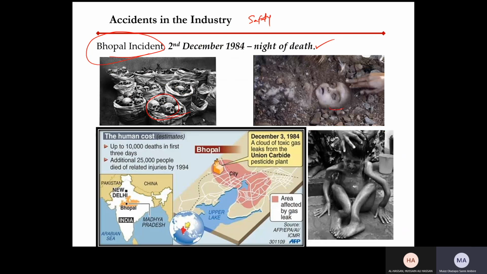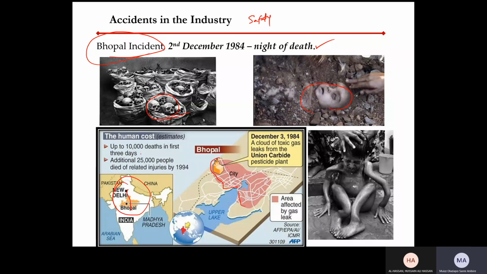You can see a very terrible accident. And you can see the area here. This is Bhopal city in India, not far from New Delhi. You can see the gas was released in this place, and then it covered a very large area. I think there are estimates, but I don't have them here. It spread to a very large area.